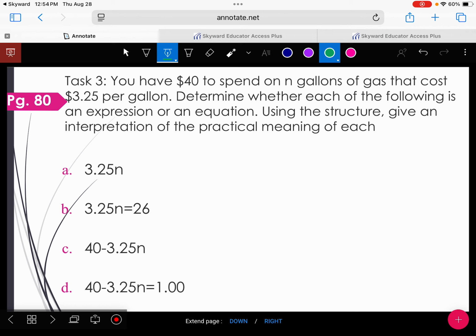This one is called gasoline cost. These things all pretty much have weird names. It gives us a little story here. We have $40 to spend on N gallons of gas. They're not telling us how many gallons we're getting; they give us a variable. So we've got N gallons of gas. Our gas costs $3.25 per gallon. And we know we have a total of $40 to spend.